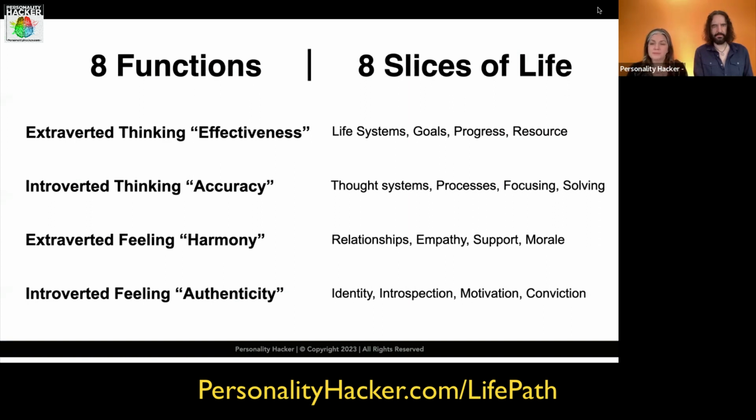Extroverted feeling, or harmony. And by the way, extroverted thinking, effectiveness, is for the TJ types. Introverted thinking, or accuracy, is for the TP types. And extroverted feeling, or harmony, where I'm moving to, is for the FJ types. Now, this is a slice of life that is focused on relationships. It's focused on connection.